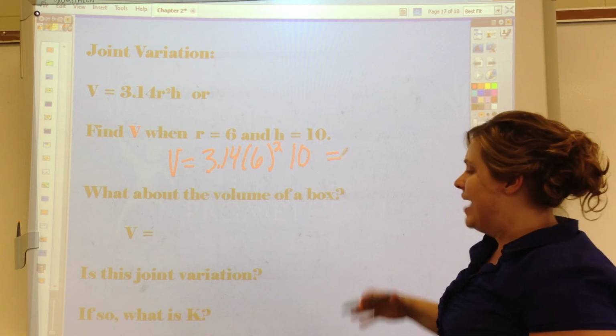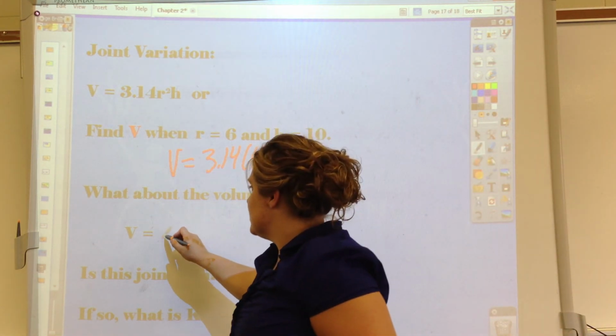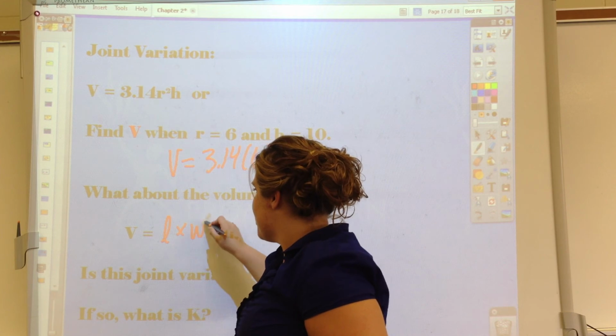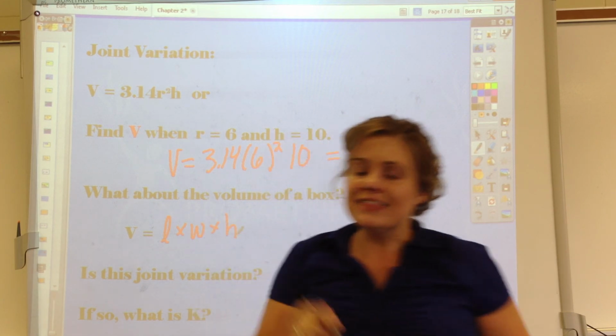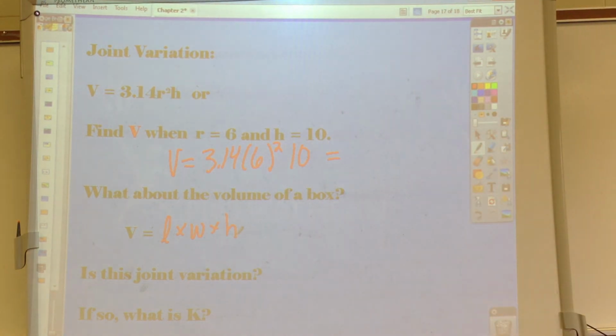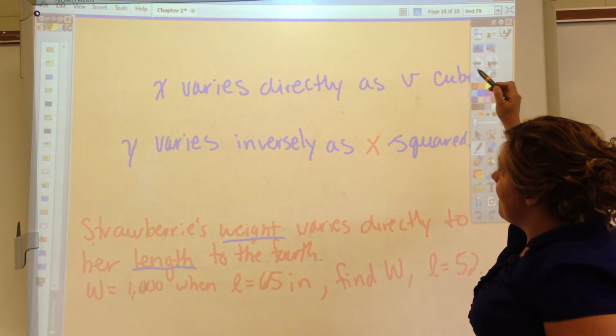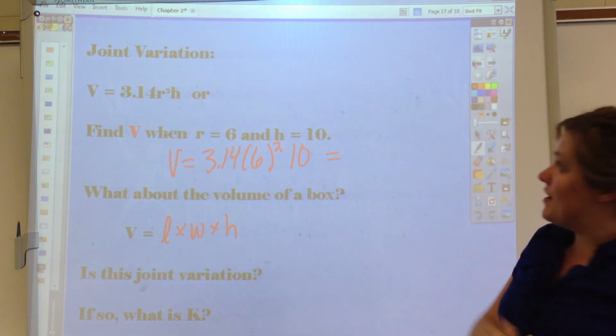How about the volume of a box? Do you agree it's going to be length times width times height? In this case, what is your k value? Hopefully you agree your k value is 1. And if so, you'll agree that it's also joint variation. All right. I don't need to have you do that.